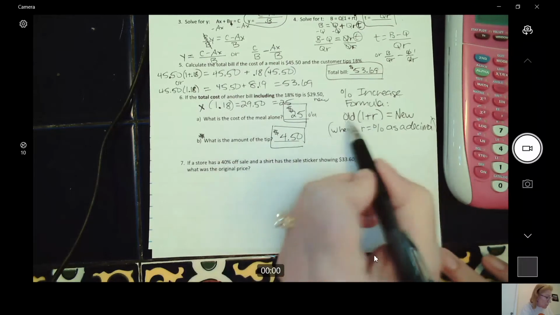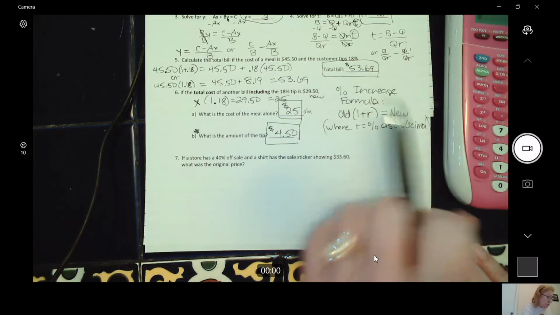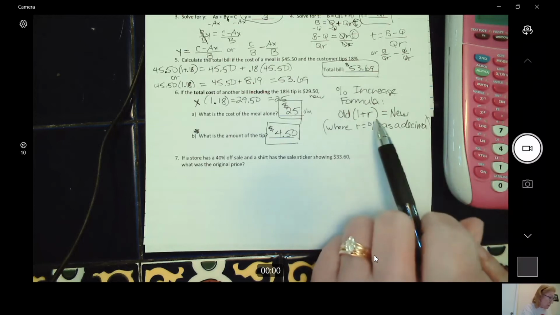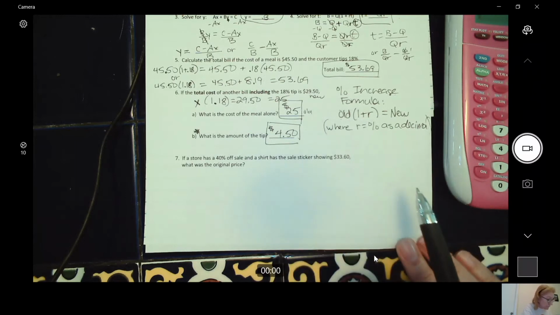So this formula right here, it helps you to convert from the old amount to the new amount, or the new amount to the old amount, if you know the percentage. It doesn't tell you the tip, though. If it wants the tip, you'd have to do an extra calculation to figure that out.